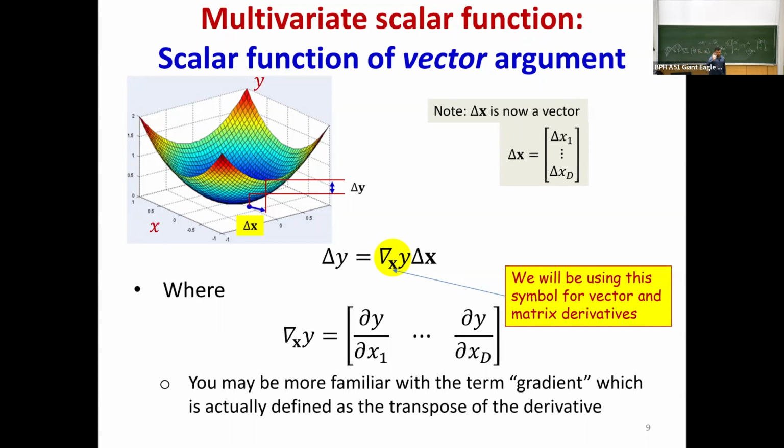And what kind of a vector is it? Is it a column vector or a row vector? It's a row vector, right? Now, I can write that as a single vector notation. I'm going to use this inverted triangle notation. The inverted triangle is called the nabla. So it's nabla subscript x, y, which says that I'm taking the derivative of y with respect to the vector x. It's going to be a row vector.